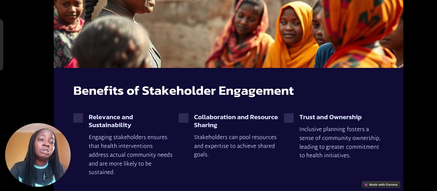Then there's trust and ownership. Inclusive planning fosters a sense of community ownership, especially when you engage the community members. It helps increase their trust, leading to greater commitment to health initiatives.